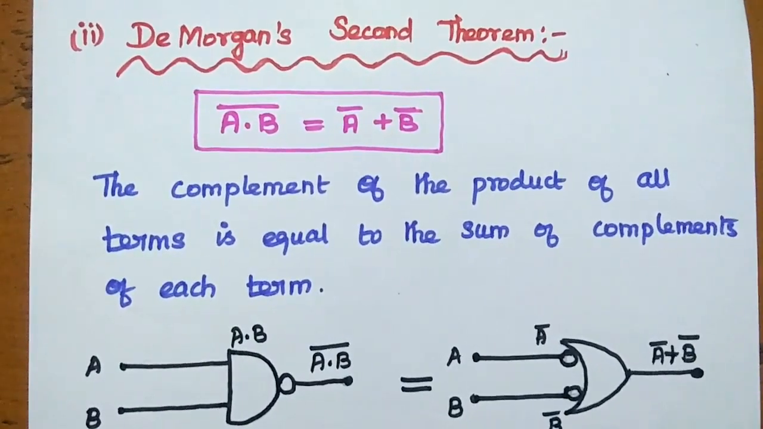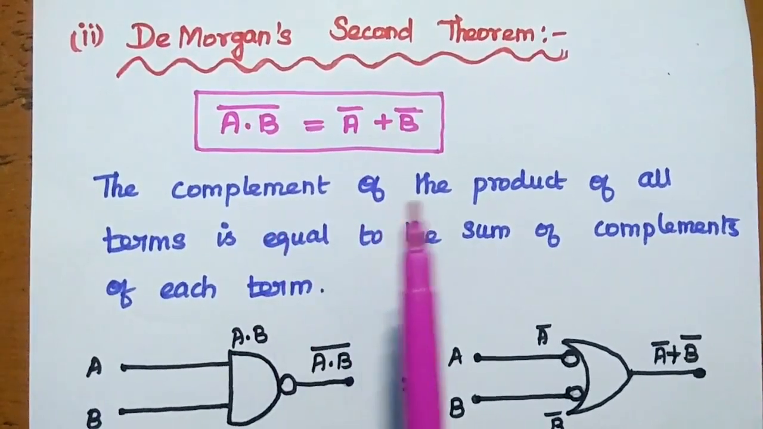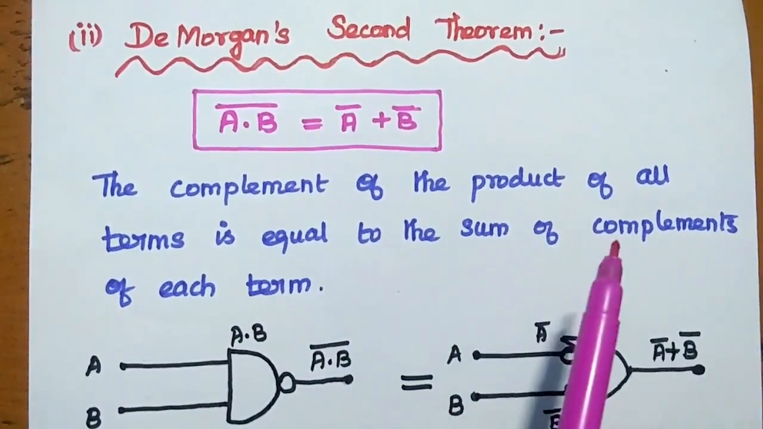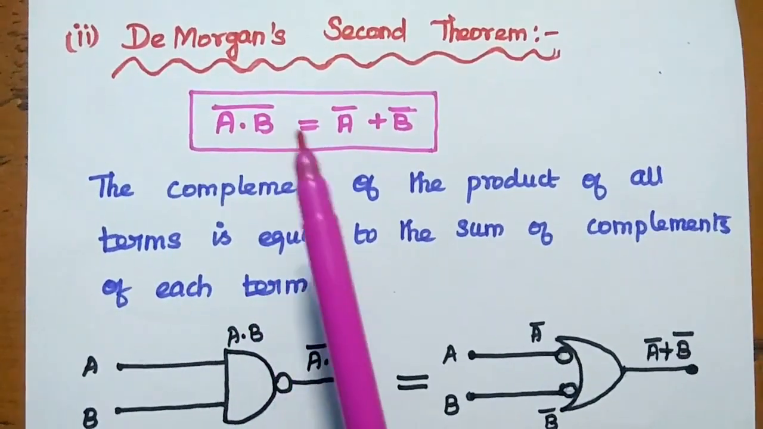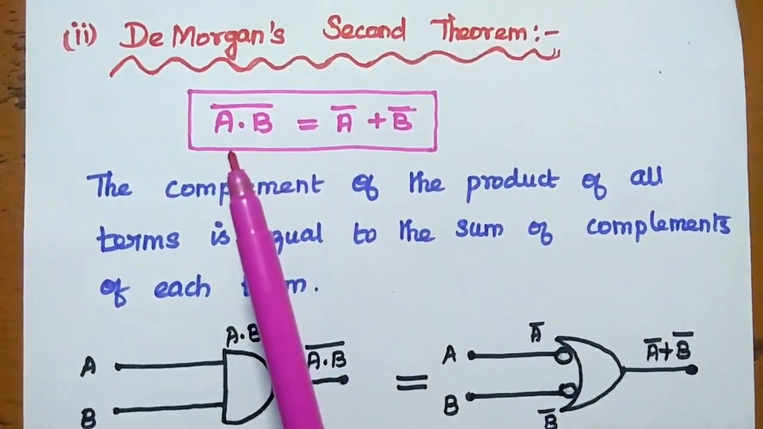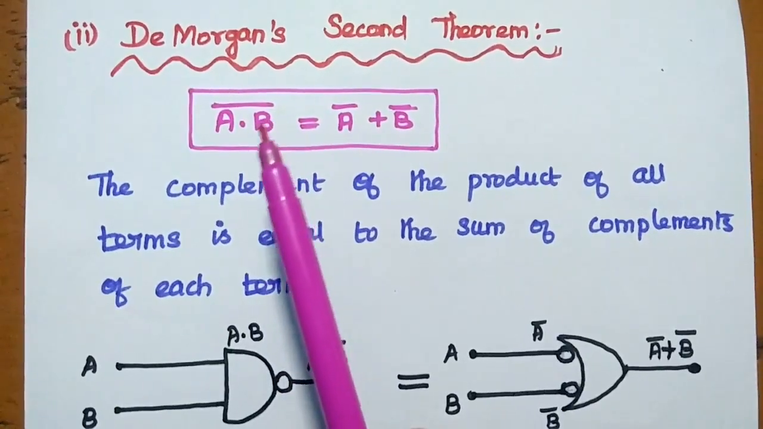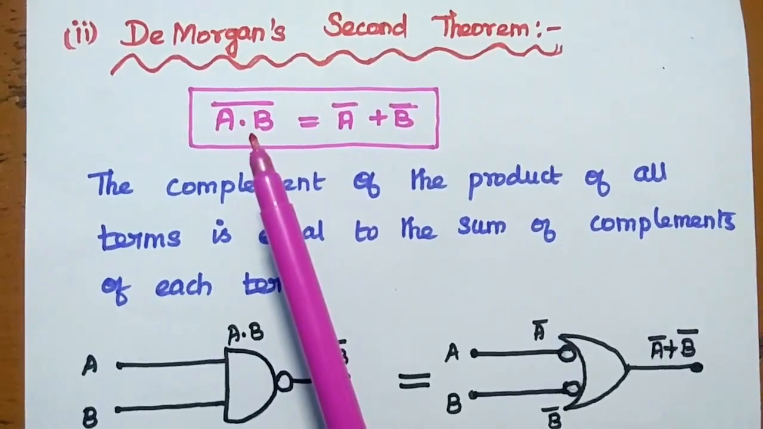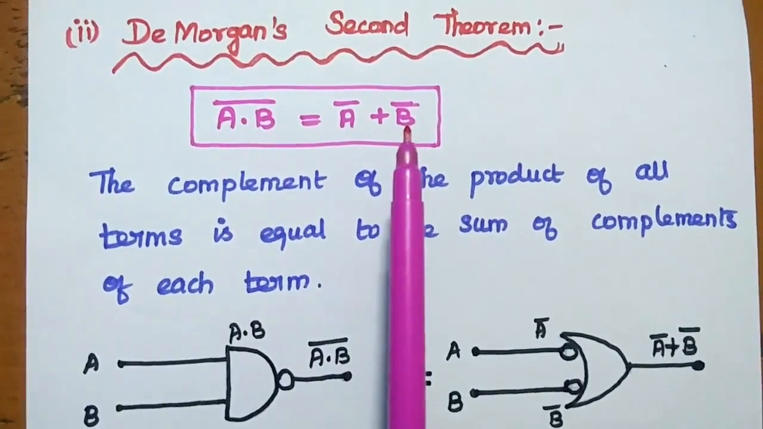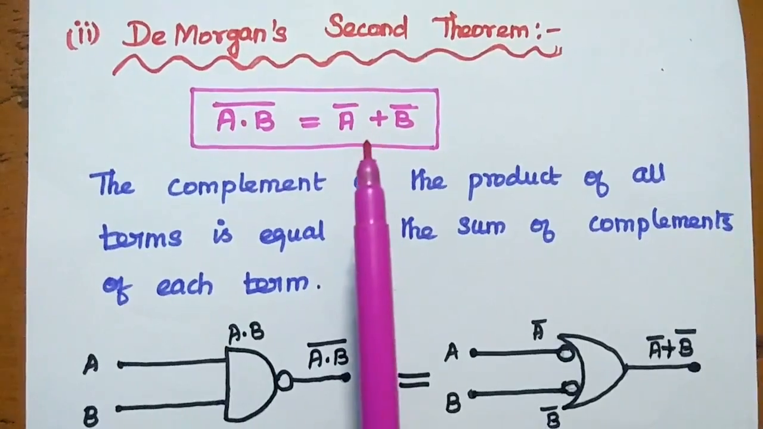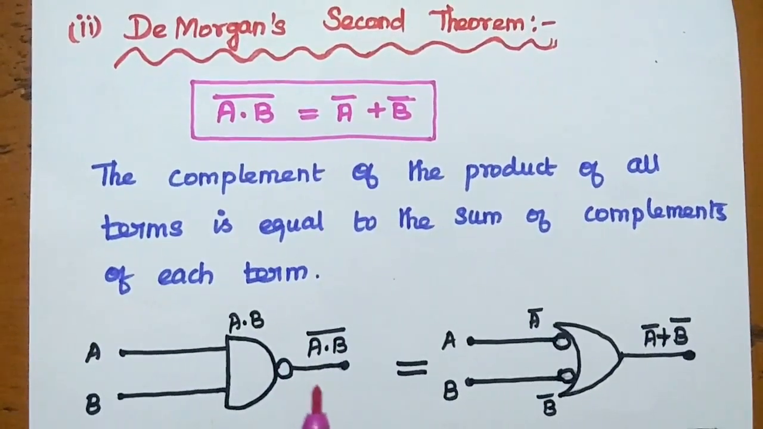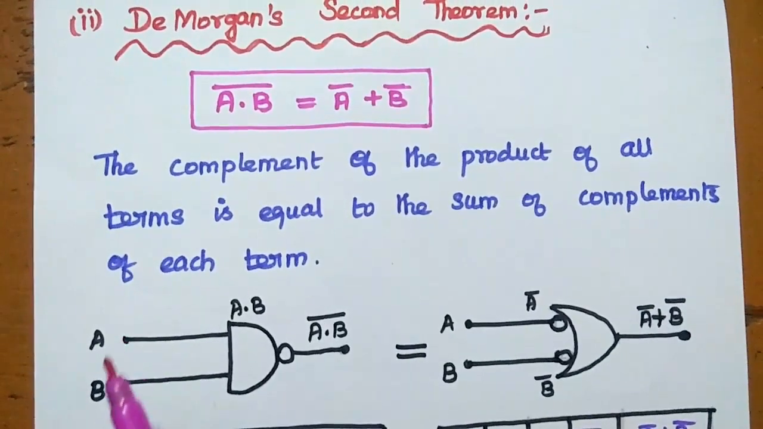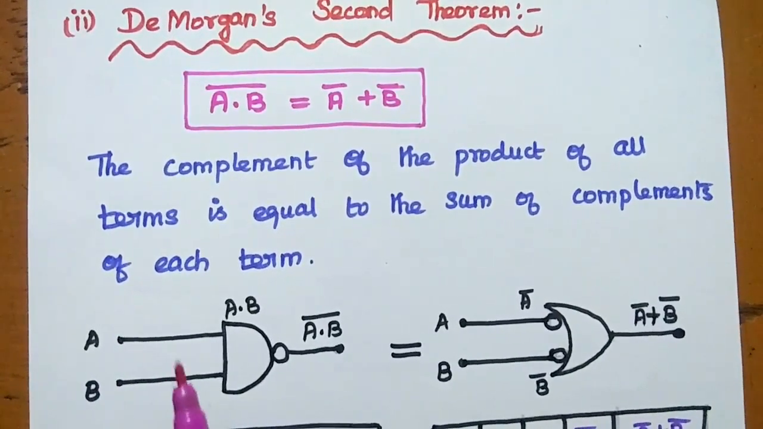DeMorgan's second theorem states that the complement of the product of all terms is equal to the sum of complements of each term. The statement can be expressed as a dot b the whole bar is equal to a bar plus b bar. The product becomes sum. This expression can be represented diagrammatically as follows.